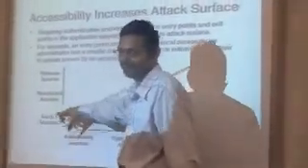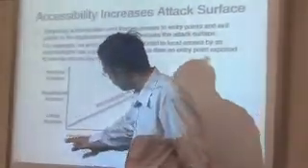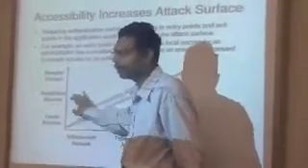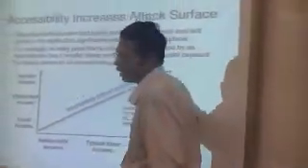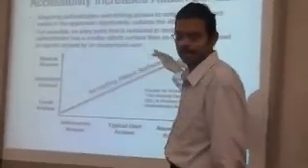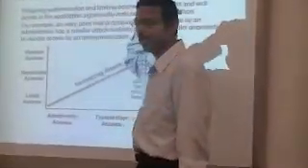So this graph is basically capturing the area of the attack surface. If the administrator only can access from a local network, then the attack surface area is low. Whereas if an anonymous user can access the application from anywhere on the internet, then the attack surface is very, very high. So you understand the meaning of this graph now? It captures the area of the attack surface with respect to the level of access you provide to users and from where they can access the application.